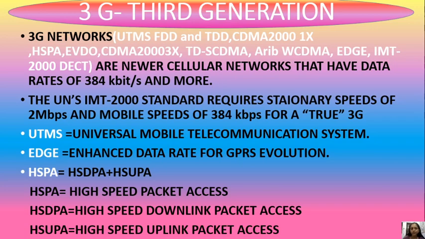And HSPA. Sometimes we see on our mobile while using internet, there is an H plus sign, LTE sign, 4G sign. So that H is for HSPA, and HSPA is a combination of HSDPA plus HSUPA. HSPA stands for high speed packet access, HSDPA stands for high speed downlink packet access, and HSUPA stands for high speed uplink packet access. So this is HSPA used in these 3G networks.